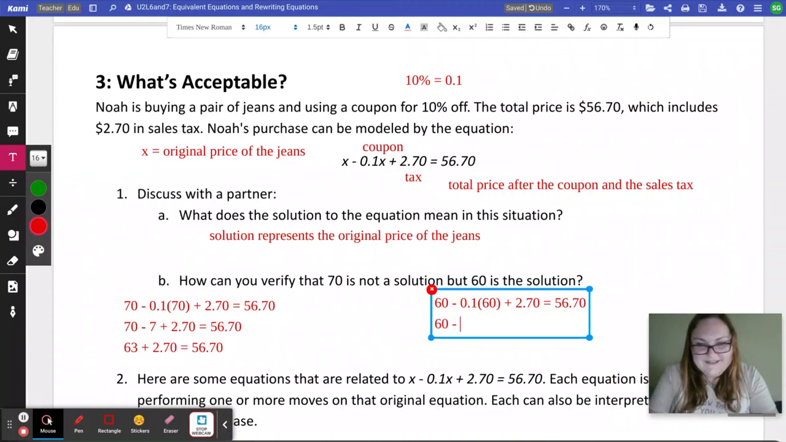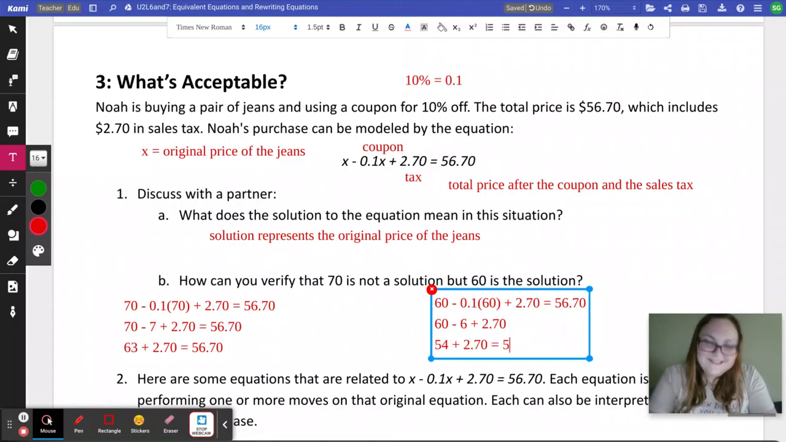We get 60 minus 6 plus 2.70. 60 minus 6 is 54, and 54 plus 2.70 does in fact equal 56.70. That's how I can confirm that 60 is in fact the solution. If it's the solution, I should be able to put it into my equation and get something that's true.